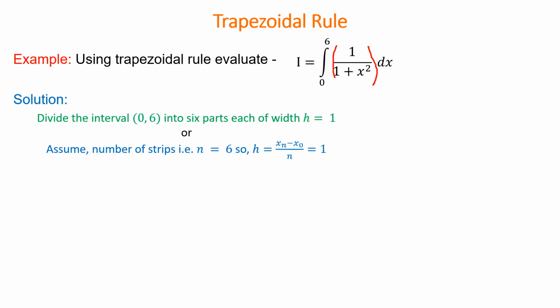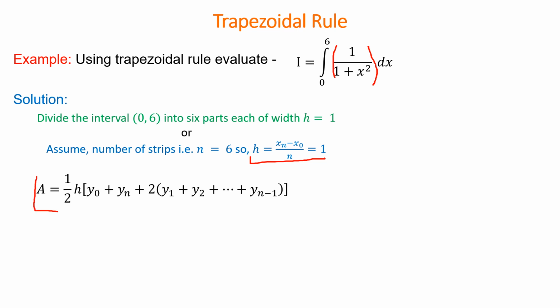Step 1, either we can assume strip thickness h or number of strips n. Based on that, we come up with h value or n value. This is the formula to calculate integration using trapezoidal rule.